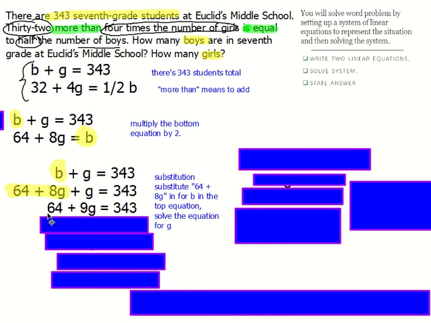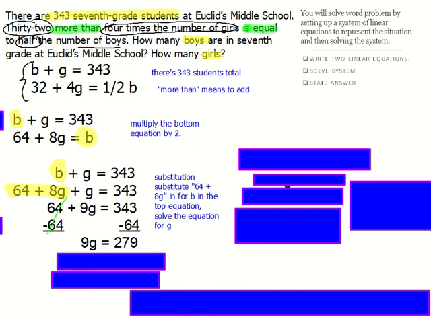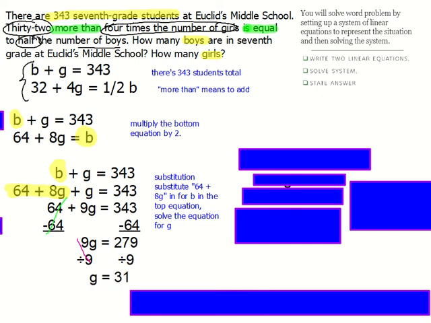The opposite of adding 64 is subtracting. So the 64's cancel on the left. 343 minus 64 gives us 279. And then divide both sides by 9. The 9's cancel on the left. And you're left with G. And then do your division. 279 divided by 9 is 31. So there's 31 girls.